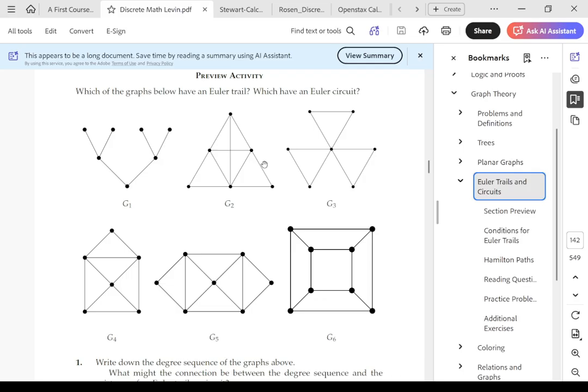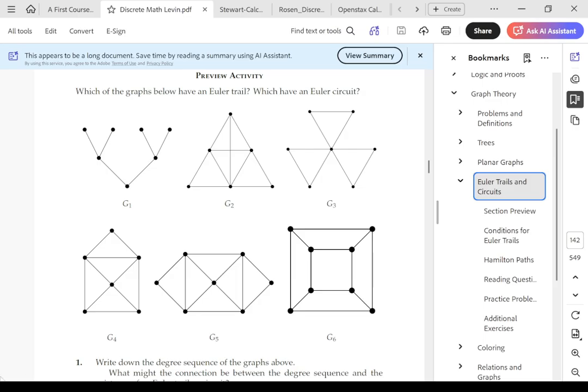All right, so G3, the example I did previously in a previous video. All these have even degree, right? So it has both a trail and a circuit. Now, one thing to realize here is that in picking a starting point, if it has a circuit, it doesn't matter. They're all even. So you can generate a circuit from whichever vertex you want here.